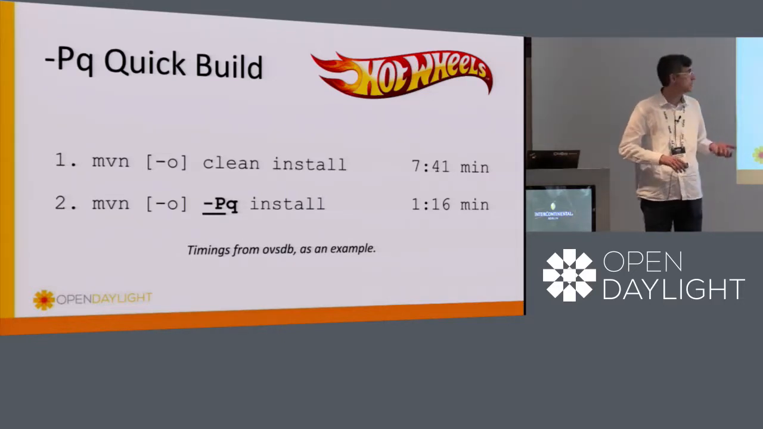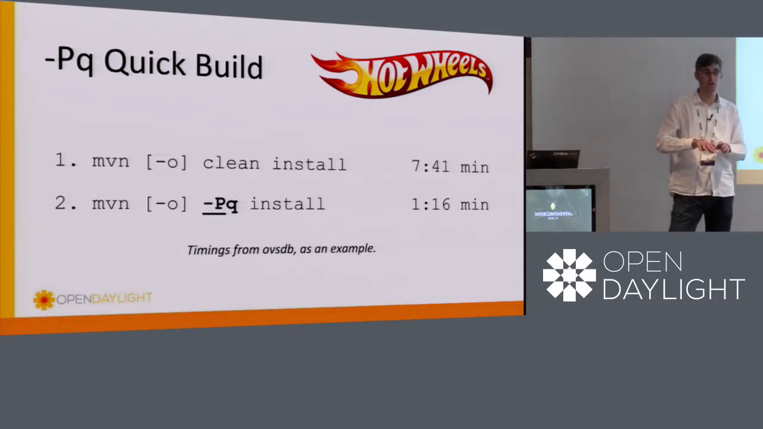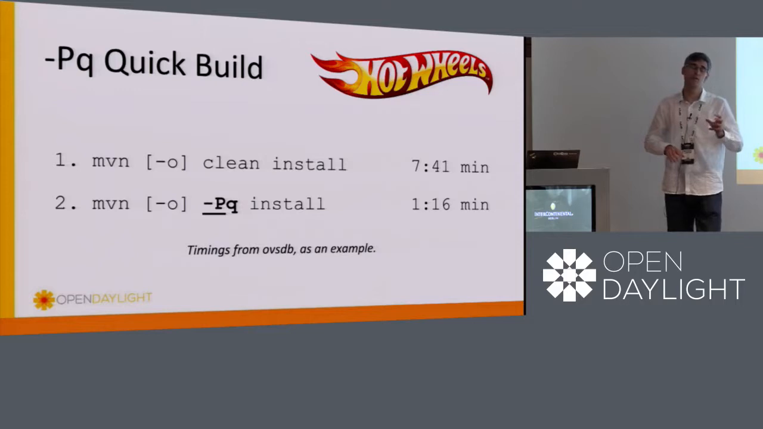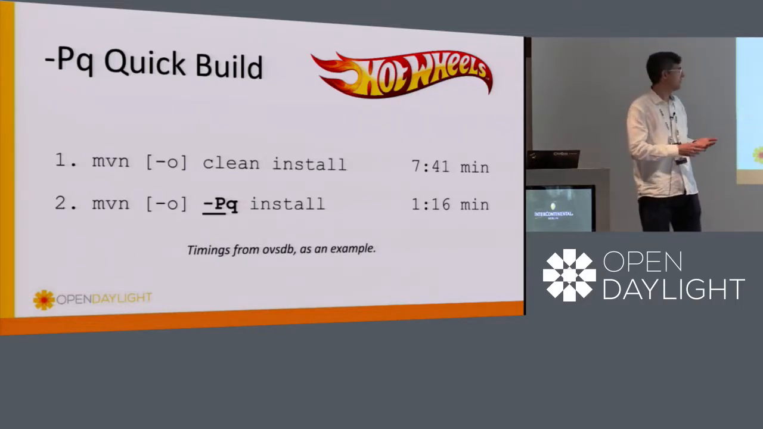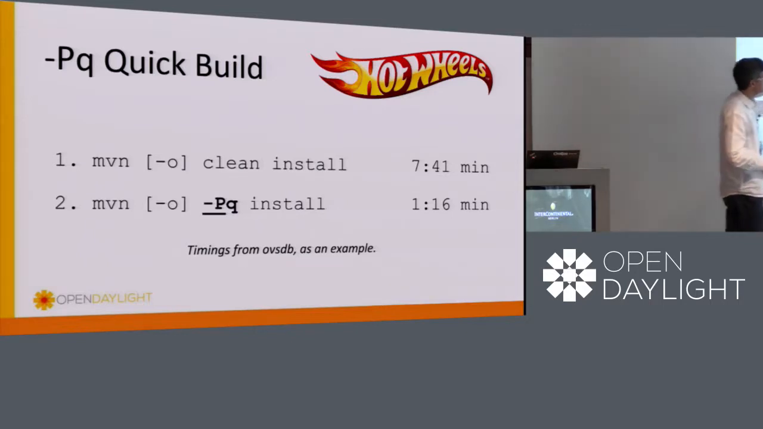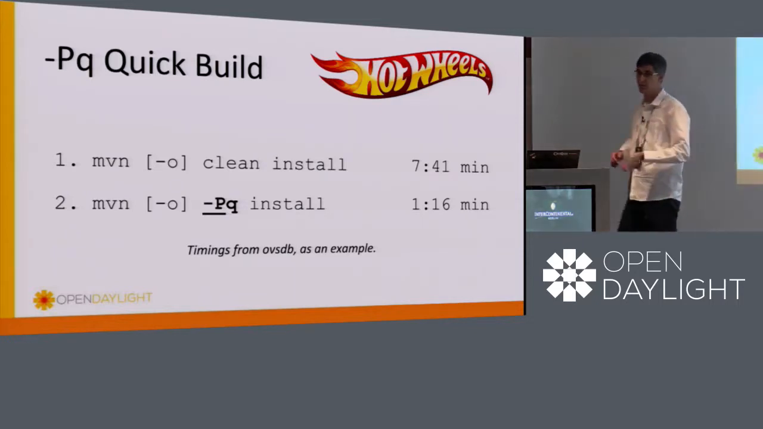But there is another use case. If you're locally wanting to build a jar file to deploy in the Karaf environment, then what you really want is to get the jar file built as fast as you can, and you don't need a lot of the extra steps to run. Because of this, there's a new option that was introduced 2 or 3 weeks ago. If you write minus uppercase P, lowercase q, then the build of something like OVSDB, one of the OpenDaylight projects, goes down from 7 minutes, 40 seconds to 1 minute, 16 seconds. That's a considerable reduction in local build time.